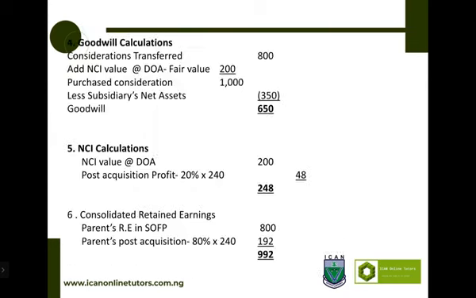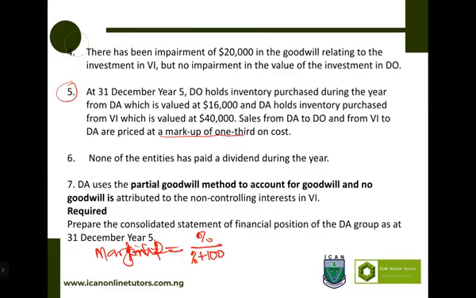So if I were you, working note 5 says DO holds inventory purchased during the year from D, which is valued at what? $16,000. Remember that your unrealized profit is equal to your margin multiplied by your what? Unsold goods. That is what I mean by value of unsold goods. Margin multiplied by unsold goods. Your attention should not be on what was sold, but what remained unsold.